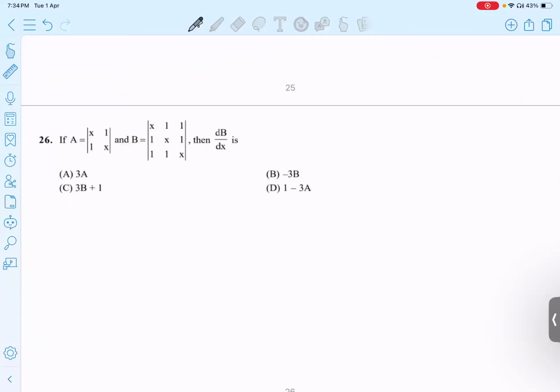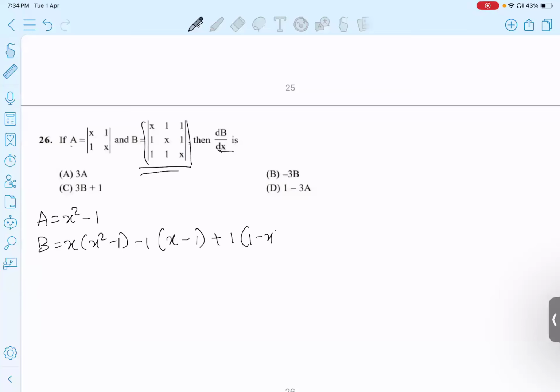Again, it is a combination of both differentiation as well as a determinant. So let us find the determinant value of A, which is x square minus 1. What is the determinant value of B? It is a normal multiplication. I mean to say the expansion of a determinant: x into x square minus 1, minus 1 into x minus 1, plus 1 into 1 minus x, which gives us x cube minus x. It is just a normal simplification, students, not that difficult a question. So now we got the determinant B value.